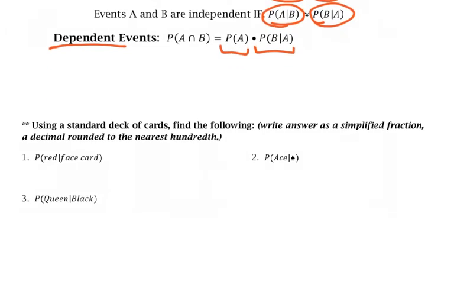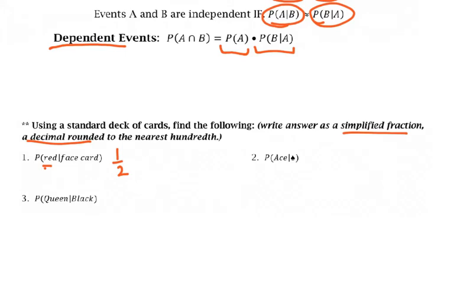So let's do a couple examples, and then you're going to be doing something else. So using a standard deck of cards, find the following. You're going to write your answer as a simplified fraction, as a decimal rounded to the nearest hundredth as well. So what's the probability of getting a red card if you already know that you have a face card? So basically, I'm telling you that the card that you're going to look at is already a face card. So you know it's narrowed down to 12 cards. And so out of 12 cards, what's the probability that it's red? Well, all the face cards are either red or black, and they're half and half, and so it's going to be one half.